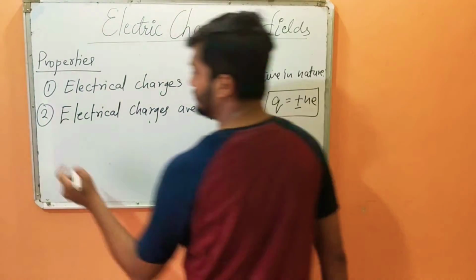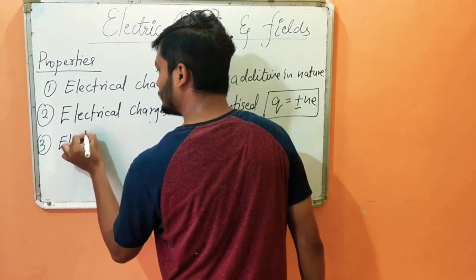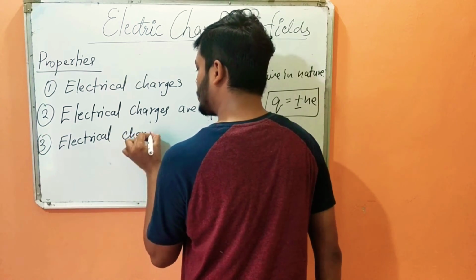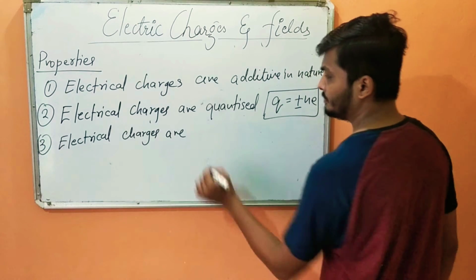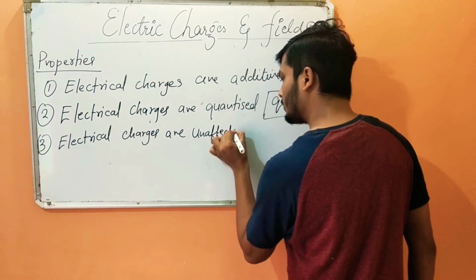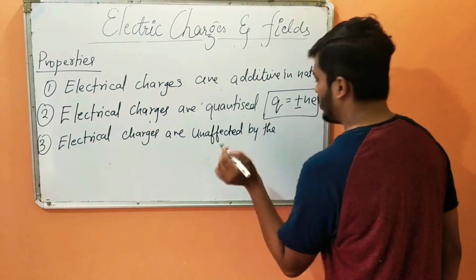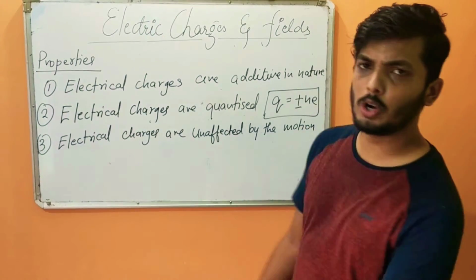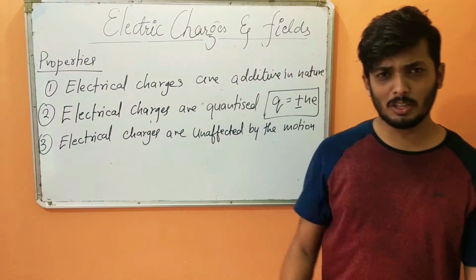Next property. Electrical charges are unaffected by the velocity, or I would write motion rather. So this is again a most important property. What it is telling is that electrical charges are unaffected by the motion.